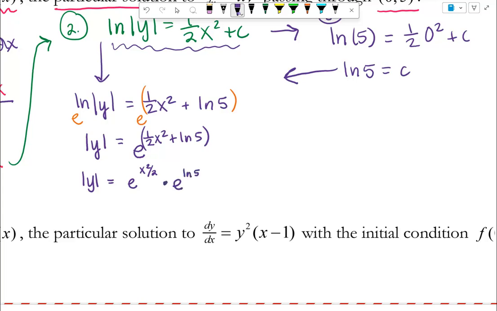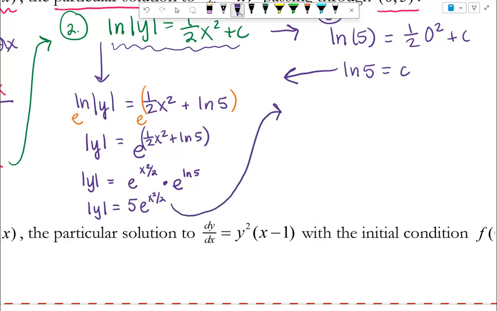Oh, and we know what that is. E to the natural log of 5, those are inverses. They undo each other. That's just the number 5, you guys. So I'm going to put the 5 right here in front of e to the x squared over 2. Okay, so this started off really scary. It's getting less scary. How do I get rid of that absolute value symbol?